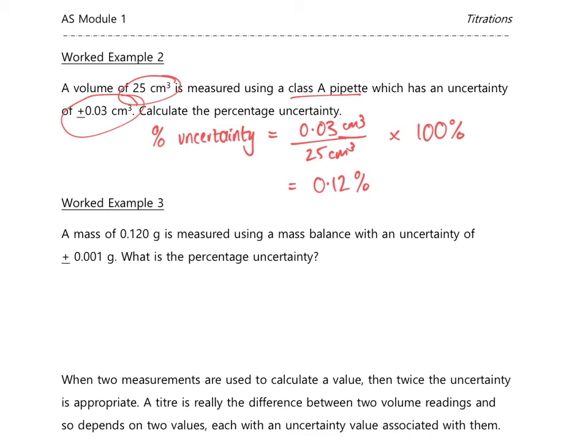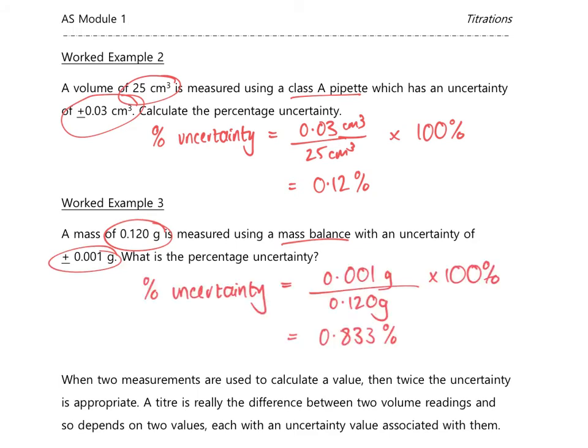Then worked example 3, you were given a measurement of a mass and that was measured using a mass balance, so that's your apparatus. The measurement of the mass is 0.120 grams and the uncertainty is 0.001 grams. So your calculation for that is 0.001 divided by 0.12 times by 100%, which comes out as 0.833%. You'll notice from your calculator that the 3 was recurring, but the values given to you in the question were each to 3 decimal places, so that's why I've given my answer to 3 decimal places as well.